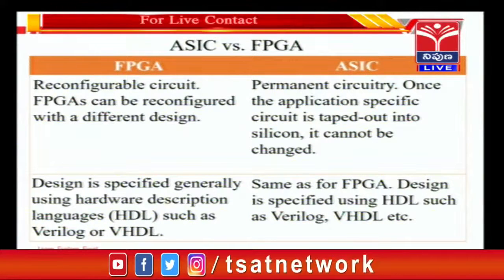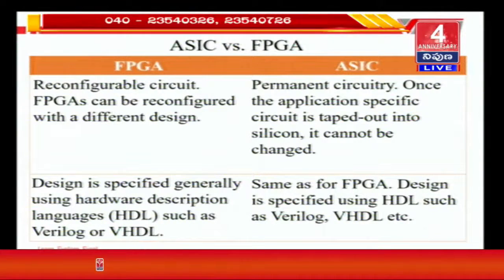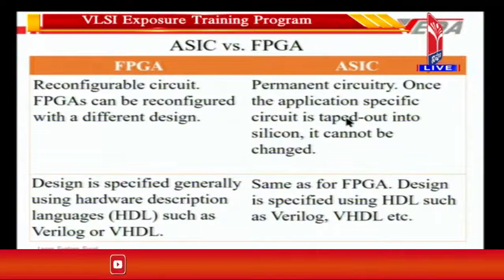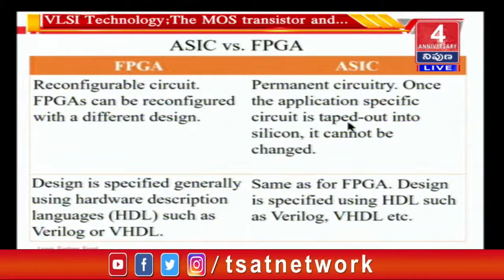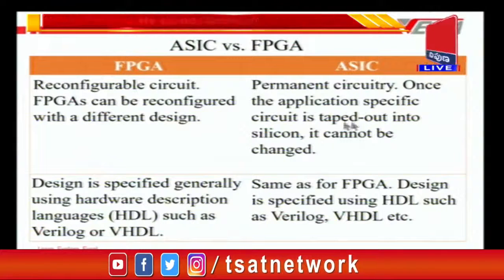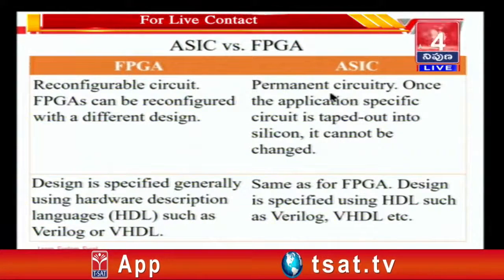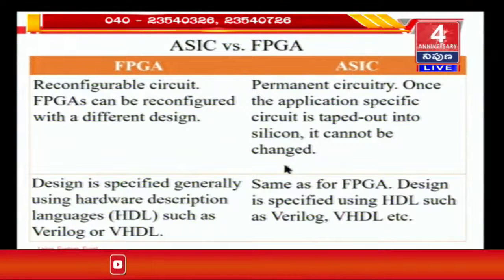So an FPGA, as I said, can be a processor, an encryption unit, a graphics unit, it can be anything. Whereas an ASIC is a permanent circuitry. Once the application specific circuitry is taped out, tape out is basically the process in which the final design file goes for manufacturing. That is what is meant by tape out. Once it is taped out into silicon, the functionality, the circuitry cannot be changed. It is permanently hardwired.